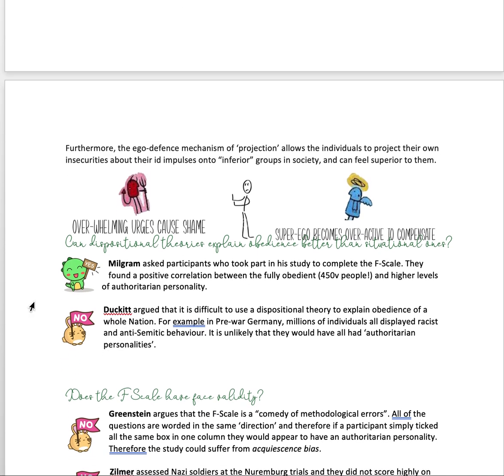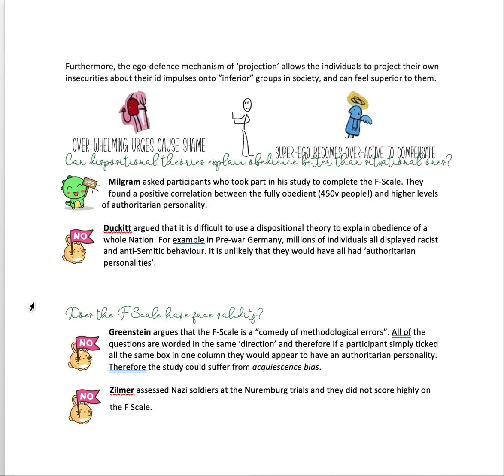So, can dispositional theories explain obedience better than situational ones? Milgram's participants completed the F scale. There was a positive correlation between the fully obedient and those with high levels of authoritarian personality. So that provides support and evidence, provides credibility.